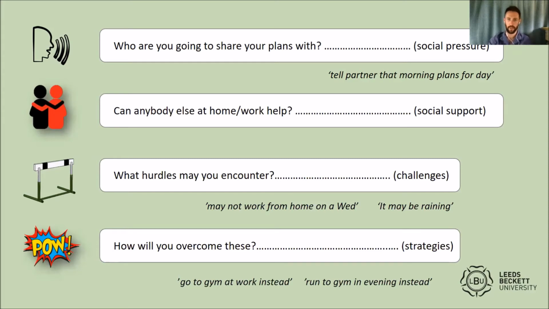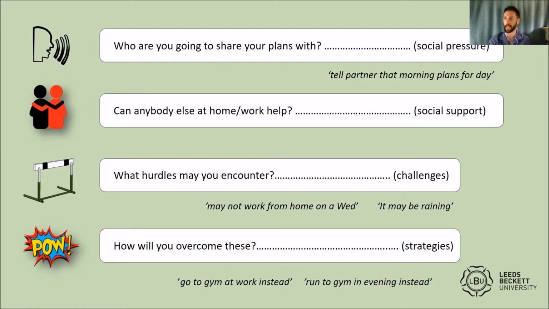So my example here is, if I was to say I was going to go running every Wednesday afternoon, for example, what do I do if it's raining? You know, I could still go out, but it's probably going to make me less likely to do that. So if it's raining, I could go to the gym at work instead, because it's nice and dry, or I could run to the gym in the evening instead if it's dry then.